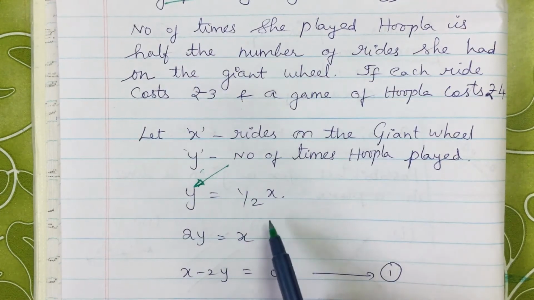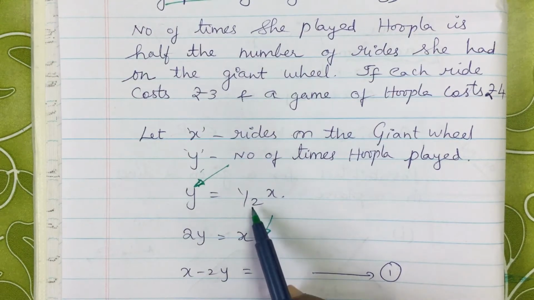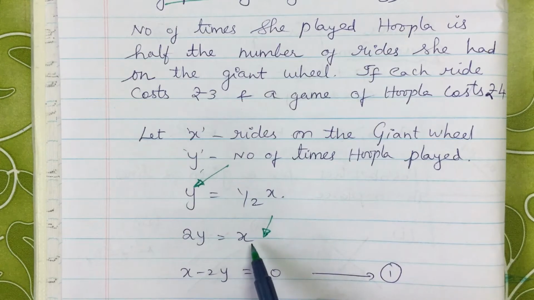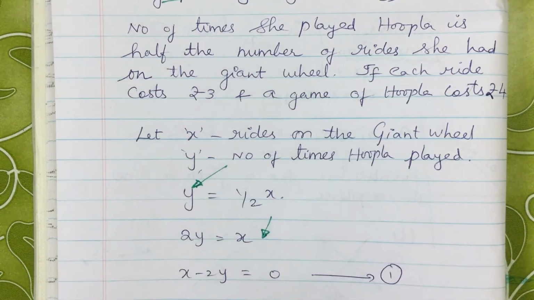So half of the number of rides on the giant wheel, I have assumed as x. After taking this 2 to the other side, you will get 2y is equal to x. Therefore x minus 2y equals 0. This is your first equation.